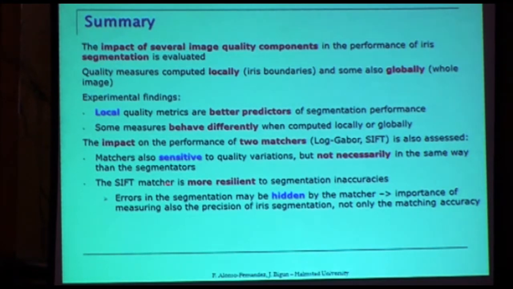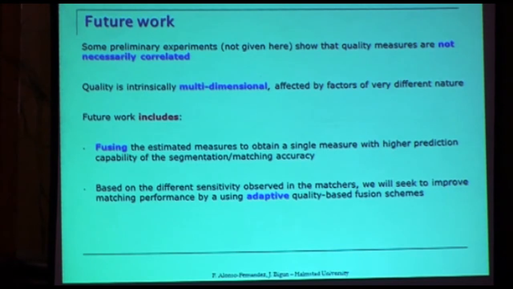And the shift matcher is more resilient to segmentation inaccuracies, so errors in the segmentation may be hidden by the matcher, by this particular matcher. So here we remark the importance of measuring the precision of iris segmentation also, not only looking into the matching accuracy. As future work, we have observed that the quality measures are not necessarily correlated. It's not shown in this study.